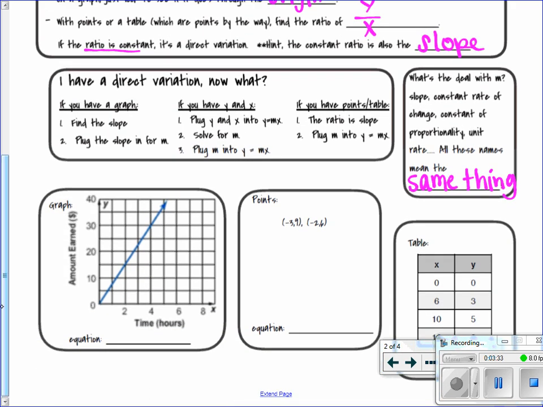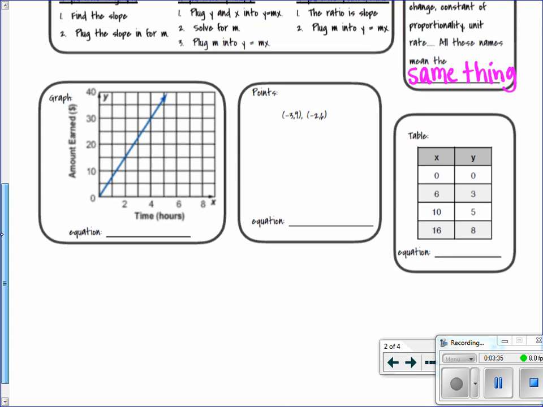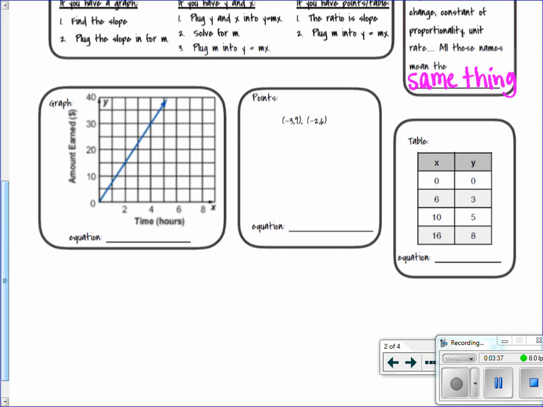So let's practice some of those problems. On that first one, the graphs are my favorite because I think they're the easiest ones. Graph, is that a straight line? Yes. Does it go to the origin? Yes. Okay, then it's direct variation. So to write the equation for direct variation is y equals kx. We need to plug in a number for k, and that is it.